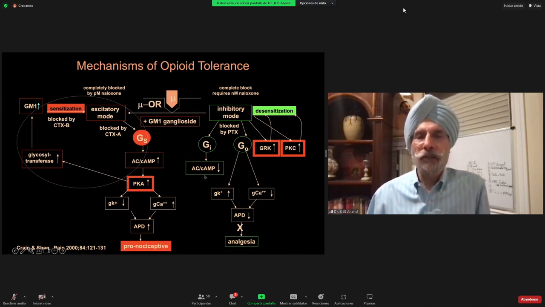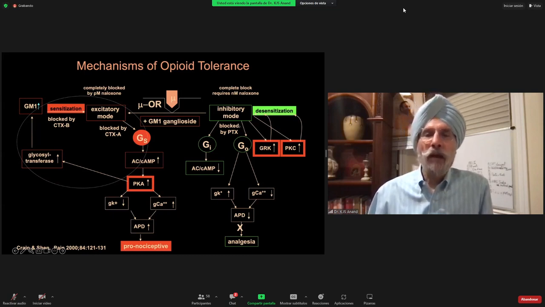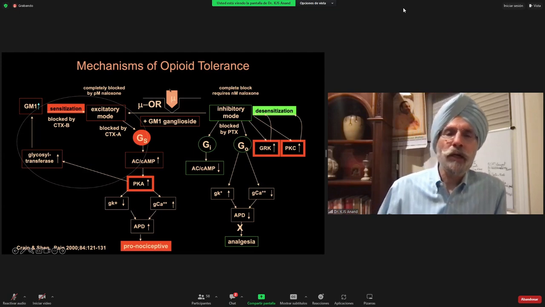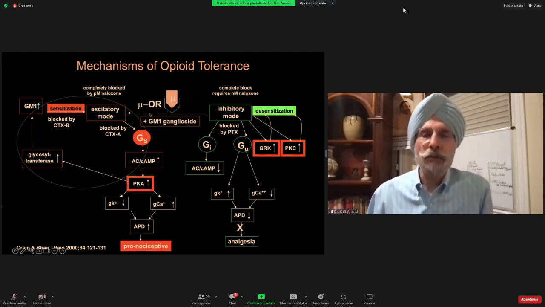At the same time, there is decreased cyclic AMP, which leads to a decrease in the action potential duration, which is then seen as analgesia. But after the opiate drug has bound to the receptor for a while, this receptor can shuttle from the inhibitory to the excitatory mode.